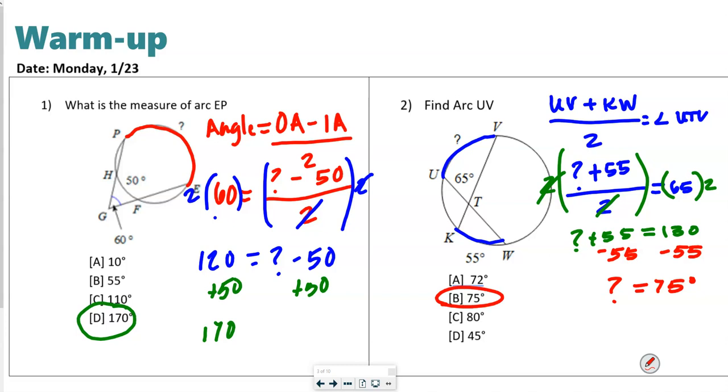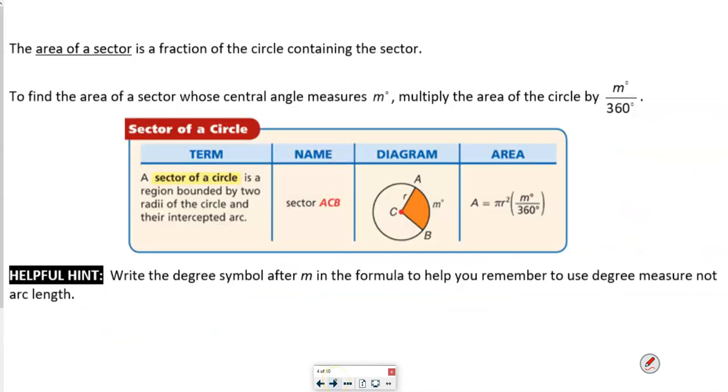Okay, now we're going to go into the lesson. So go ahead and put that away. You can pause the video and then get out your notes for today's lesson. So the area of a sector is what we're going over today, and it's a fraction of the circle containing the sector. So to find the area of a sector whose central angle measure is m degrees, we're going to multiply the area of the circle by m over 360, because it's a fraction of the circle, right? It's just a part of the circle.